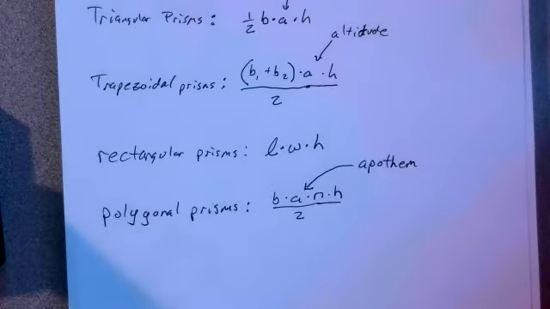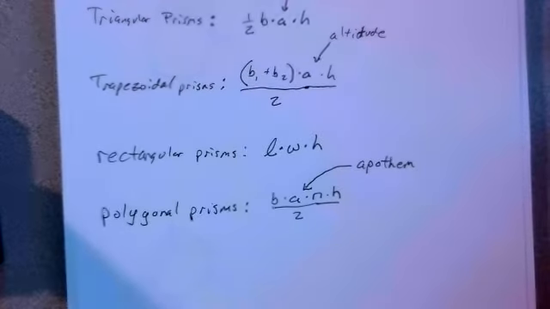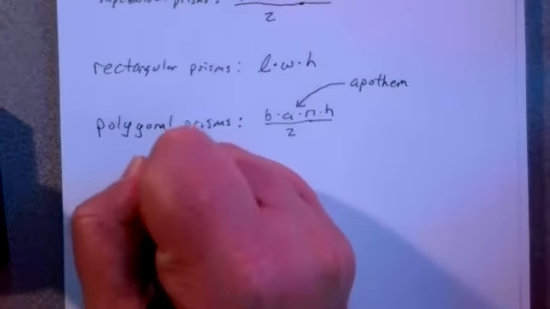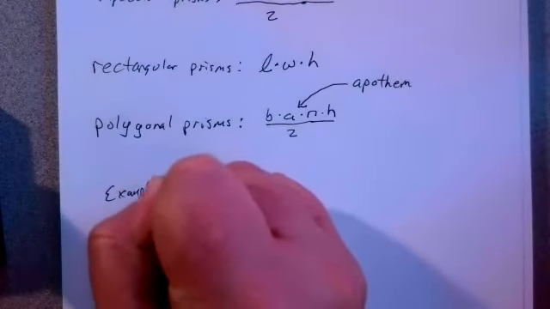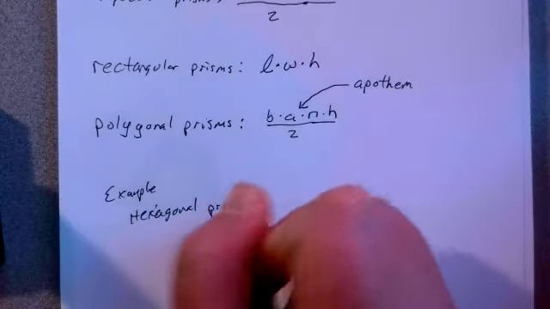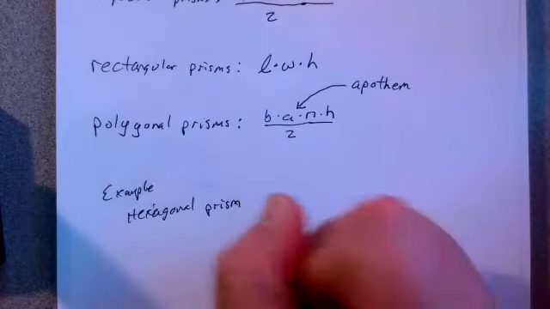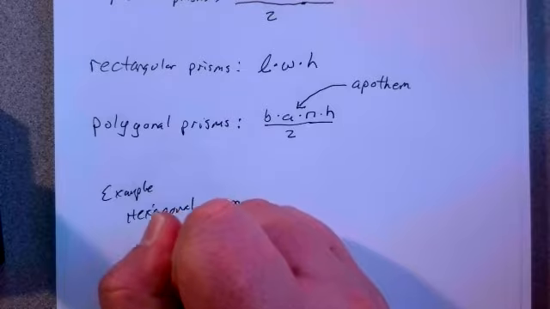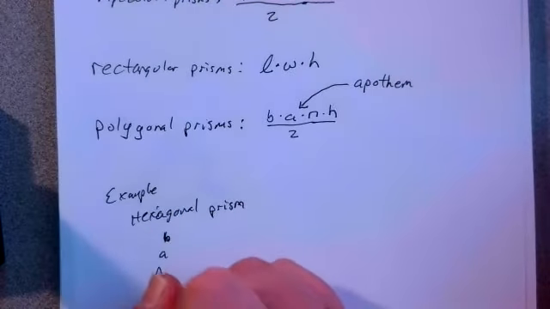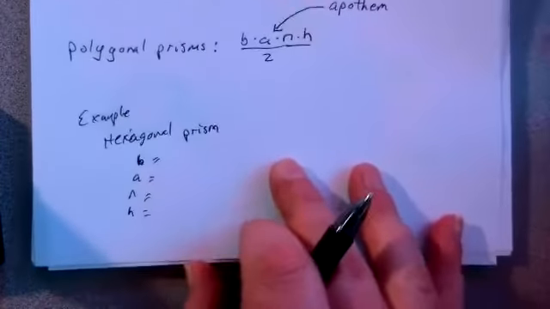So let's do one. You know what? Let's do this. I want to start off with something a little bit more challenging. So let's start with our first example. Let's do this hexagonal prism. This one here, this hexagonal prism that we have. Super cool. All right, so what do I need? I need a base. I need an apothem. I need the number of sides and the height. Okay, that's the information that I need.